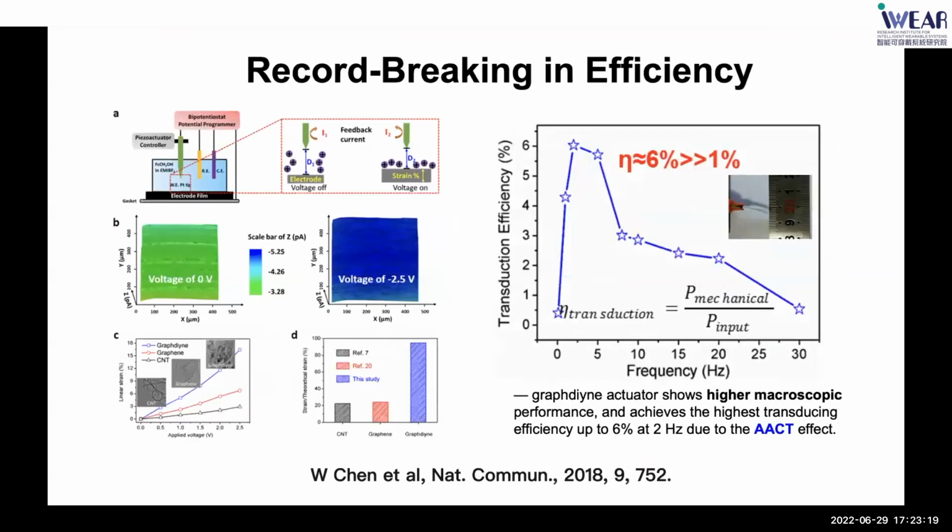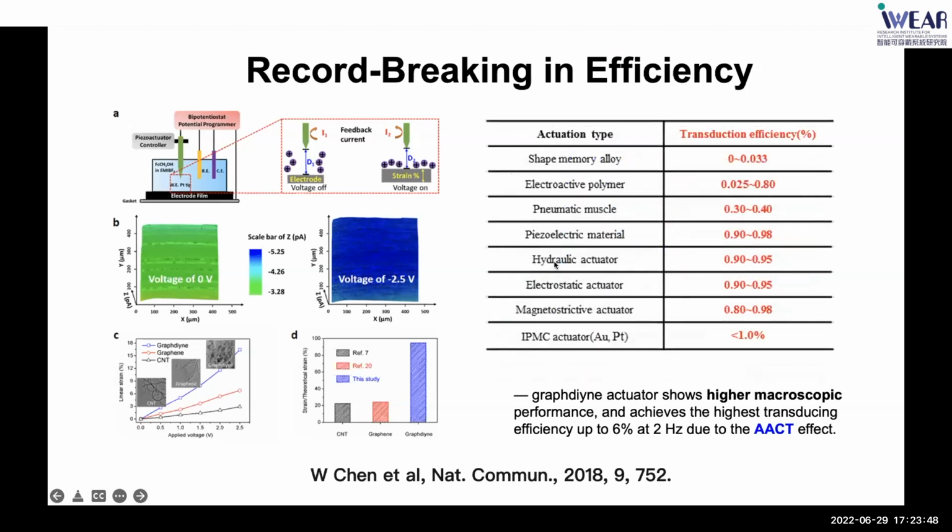Finally, we test the high performance microscopically and obtain the output mechanical power and input electric power, and we achieve the highest transducing efficiency of up to 6% due to this special ACT effect. And this value far exceeds current transduction efficiency, which is normally below 1%.